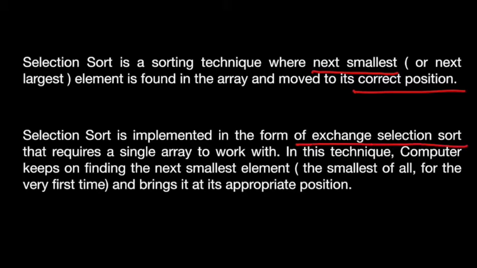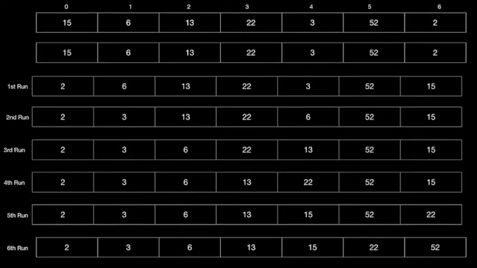We use a technique in selection sort called exchange selection sort, where we require only a single array to work with. Within that array, two elements change their position, or exchange their position. We continue finding the next smallest element and keep exchanging positions. We will try to understand with the help of an example here.